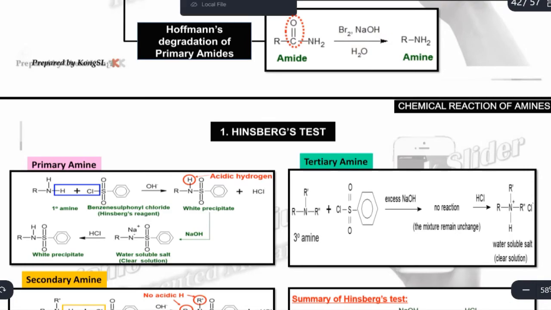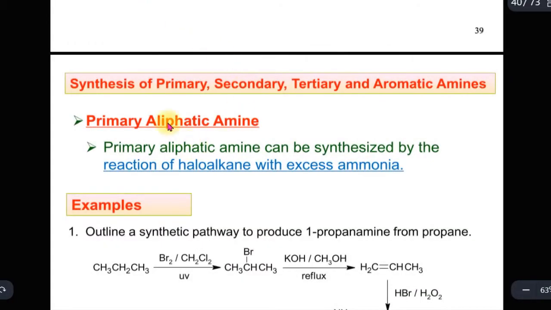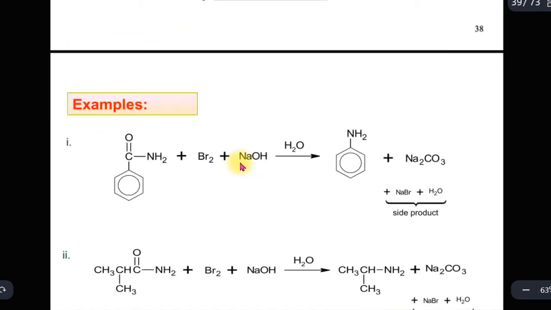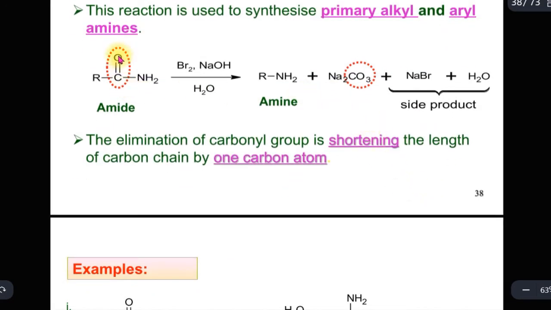You can check the lecture notes, they also give the same thing. This one is the Hofmann degradation of a primary amide. The primary aryl or alkyl group will eliminate the carbonyl group, shortening the length of the carbon chain by 1 carbon atom.